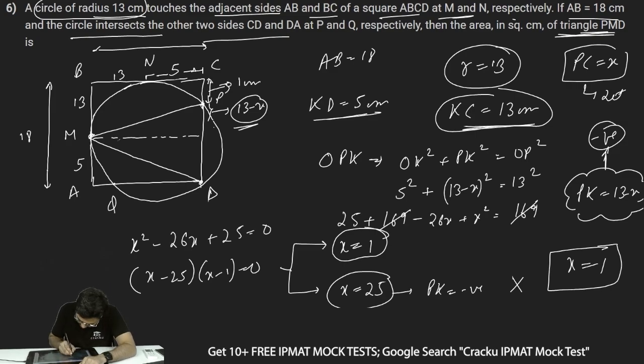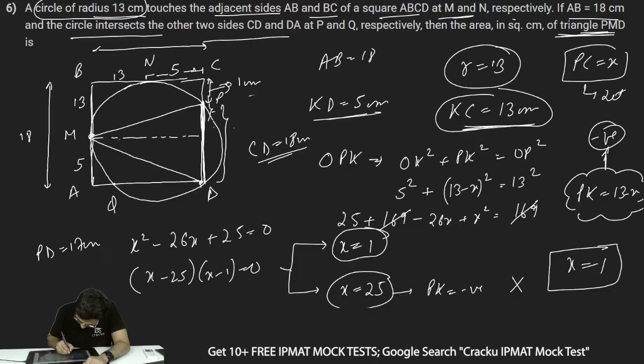If this is 1, then if I just consider this PD length, the entire AB is 18 centimeter. So, CD is 18 centimeter as well. Now, PC is 1 centimeter. So, this PD will be 17 centimeter.